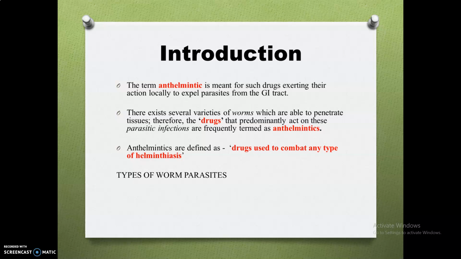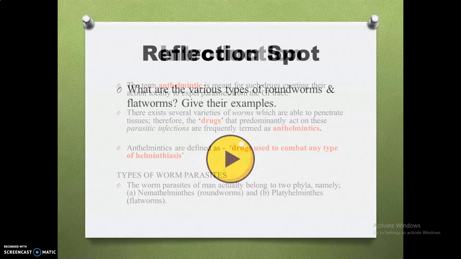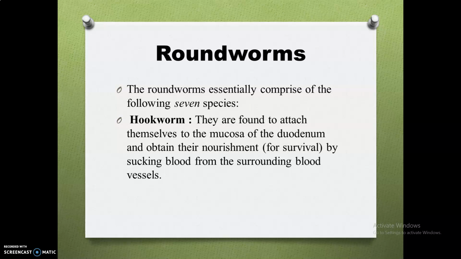There are different types of worm parasites that affect a human body. The worm parasites of man actually belong to two phyla. Phyla means groups, namely Nemathelminthes, that are roundworms, and Platyhelminthes, that are flatworms. Now here I would like to ask all of you, what are the different types of roundworms and flatworms? Give their examples. You may pause the video and write down your answers in a book and then again play the video. Let's explore the roundworms.